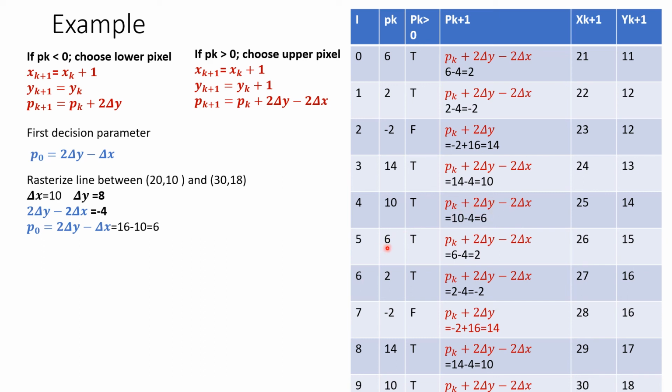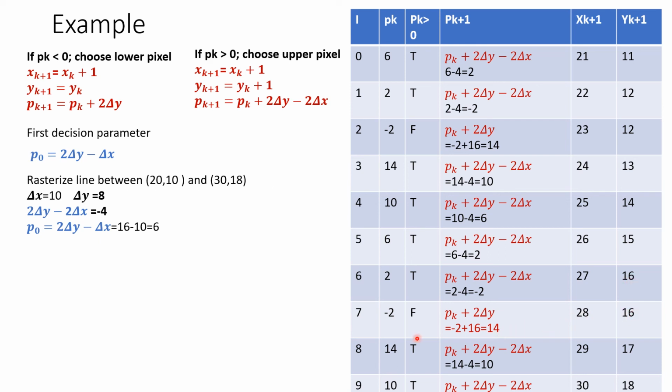And the next decision parameter we obtain using this formula is 6. 6 is carried to the next loop, and again it is positive. So we increment the value by 1 and choose the upper pixel. So 14 plus 1, 15. And the next decision parameter calculated is 2, positive, plus 1, 15 plus 1, 16. The next decision parameter is minus 2, negative. So we use this set of calculations, and we get again minus for the negative decision parameter. We retain the lower pixel, hence 16 is retained over here.